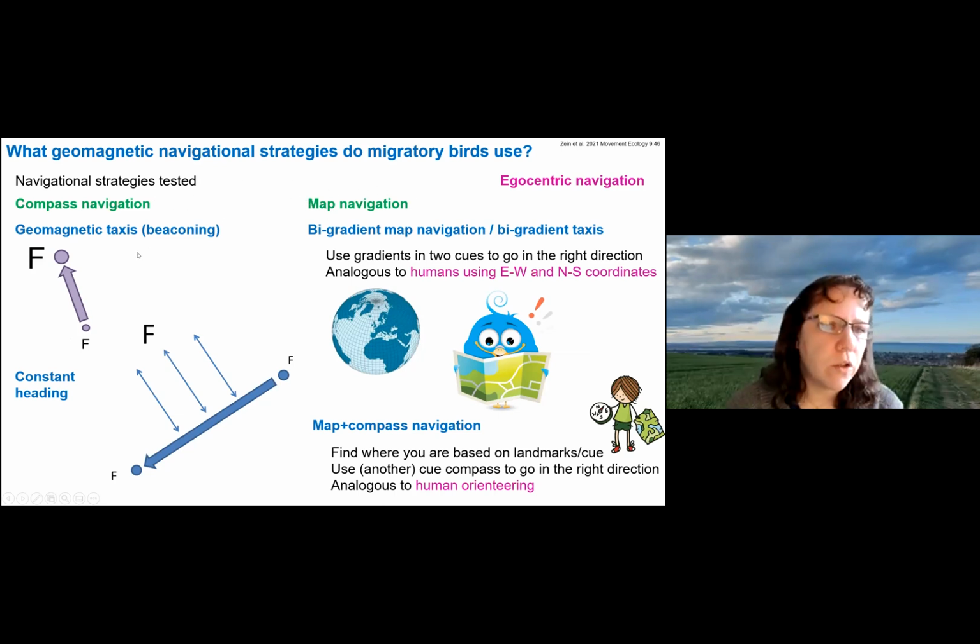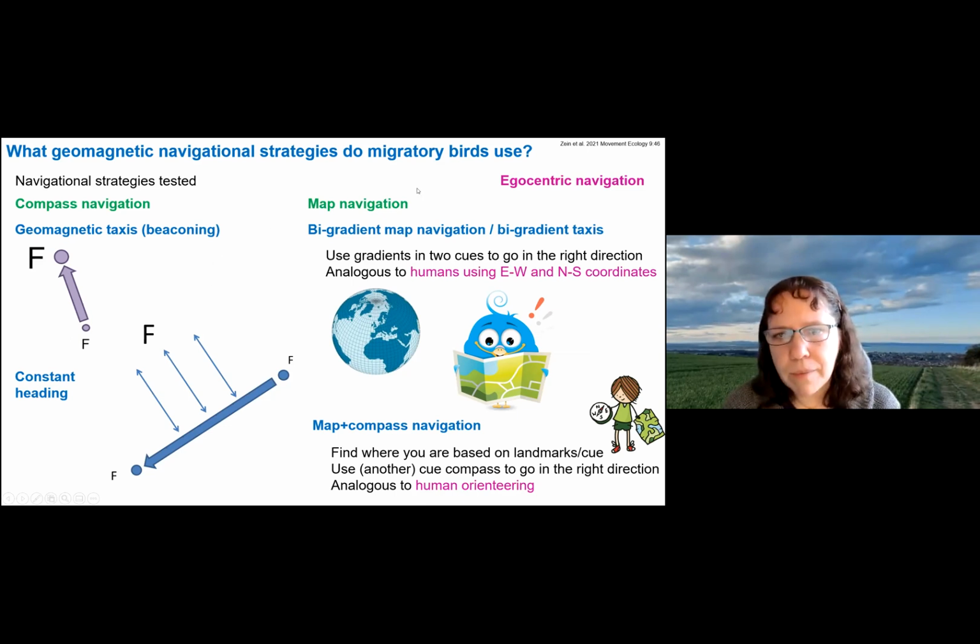So the compass navigation, the two that we tested were the so-called geomagnetic taxes, or in human wayfinding, this is sometimes called beaconing. So that means that you look at where you are, you look at one value, so let's say intensity, and you find where the highest intensity is, and then you just fly or just move towards that highest point. So this is your beacon. And then we also looked at constant heading. So again, you are somewhere, and then you find that highest value or lowest value, could be either. And then you keep the constant angle to that value. So you don't go to the value, but you just keep it on your right. So sort of like sailors do, right?